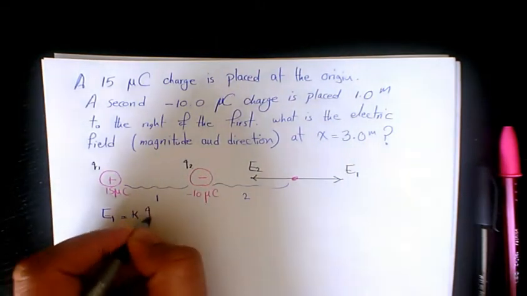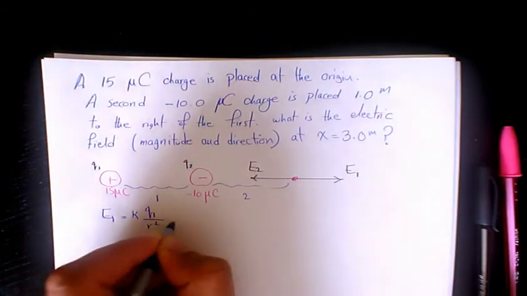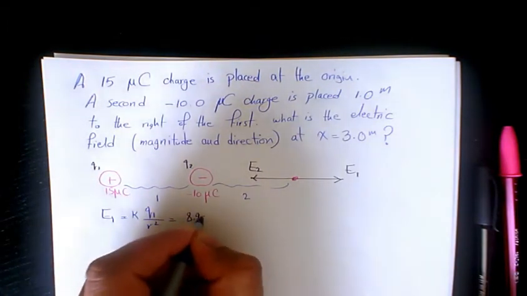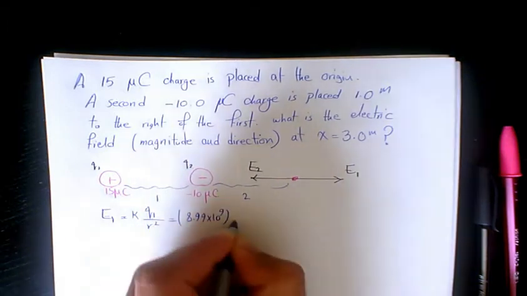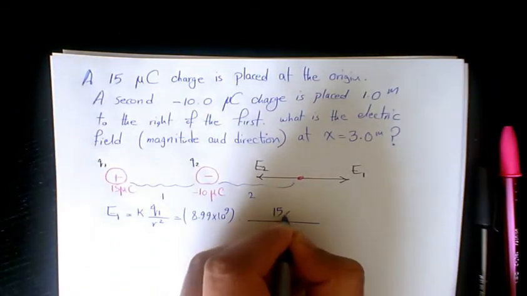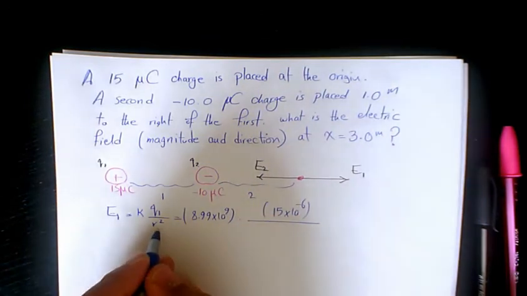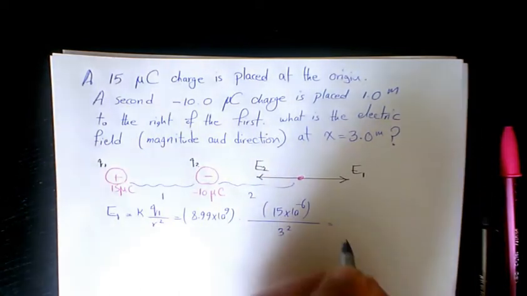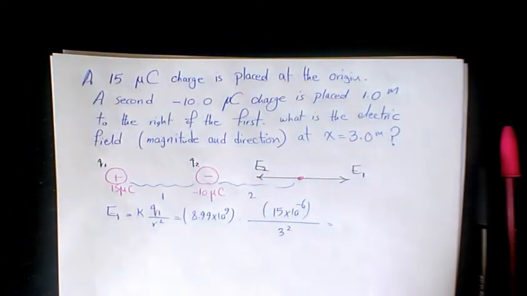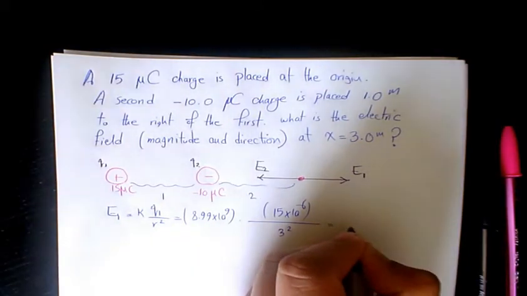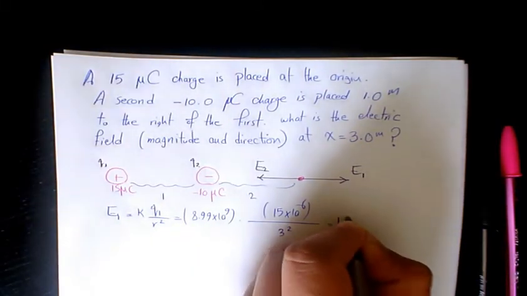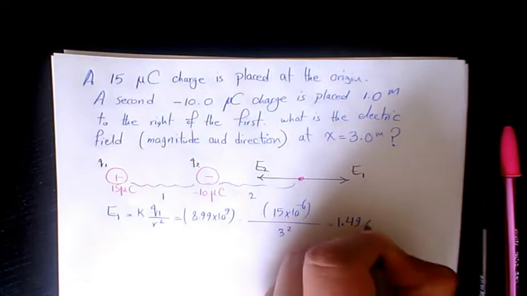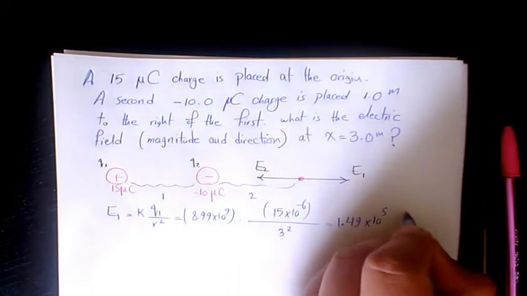E1 will be K Q1 divided by R squared. K is the Coulomb constant, 8.99 times 10 to the power of 9. Q1 is 15 times 10 to the power of negative 6, divided by R squared, which is 3 squared. That will be 8.99 times 10 to the power of 9 times 15 times 10 to the power of negative 6 divided by 9. That will be 1.49 times 10 to the power of 5 Newton per Coulomb.